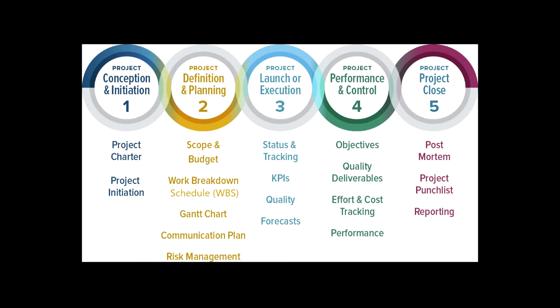The second phase is the planning phase, which has the project definition. It contains the scope and the budget, the work breakdown schedule, Gantt charts, communication plan, and risk management. The execution phase is the part where they track the status. They have KPIs, do quality and forecast. And then performance and control, they have quality deliverables, and you're making adjustments to everything that's happening throughout the execution phase. So the execution phase and the control phase kind of overlap, but they are two distinctly different phases. And then the close. And one of the things we'll talk about is the post-mortem and the end of the project, because there are lessons learned, and you want to keep track of those lessons so that the next project you go into, you can be more successful at it.